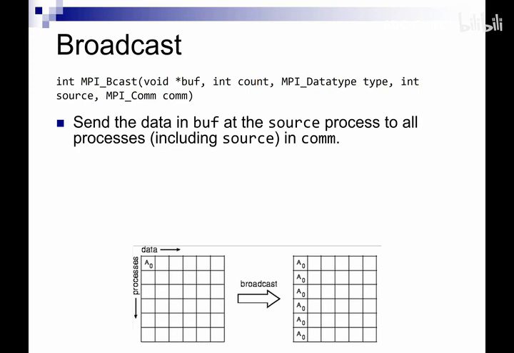For example, if I want to broadcast a vector with 10 floating point values, then my buffer is going to have those 10 floating point values. Here my type is going to be MPI float, and my count is going to be 10. And then my communicator is the group that I'm going to broadcast to. And lastly, the source is which process is doing the broadcast.